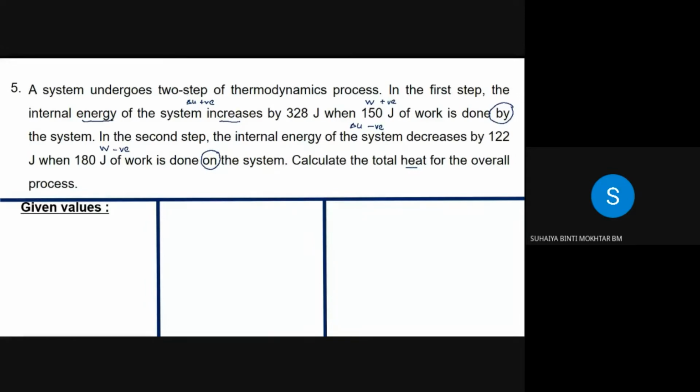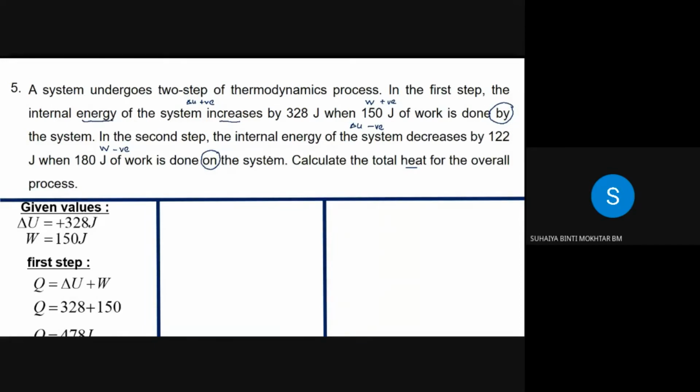Okay. So it means we have to calculate for both cases. So calculate for case 1, the first step. Then calculate for the second step, and total them. Just add them. Okay. So first we just use the first law of thermodynamics, right? Okay, the given values for the first step are positive values of delta U and W. Then use the first law of thermodynamics, so you can determine Q. Q is positive, right? 478 joule.